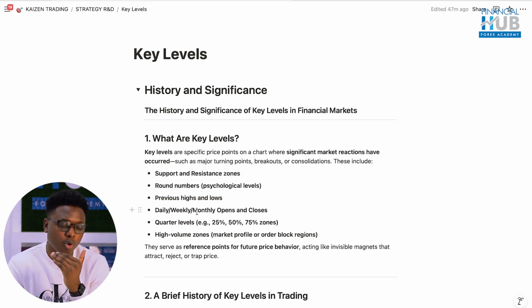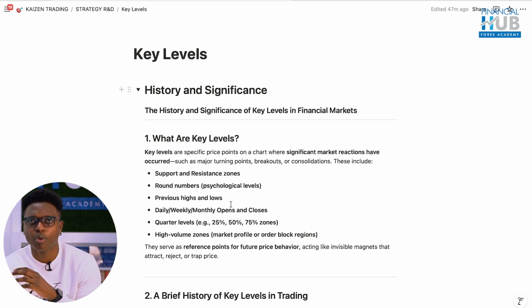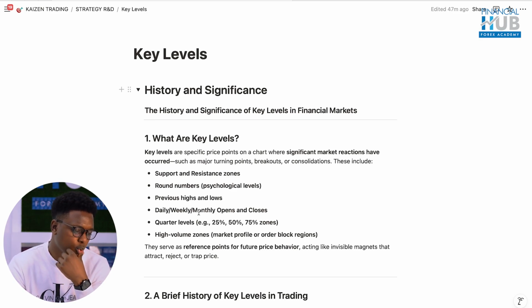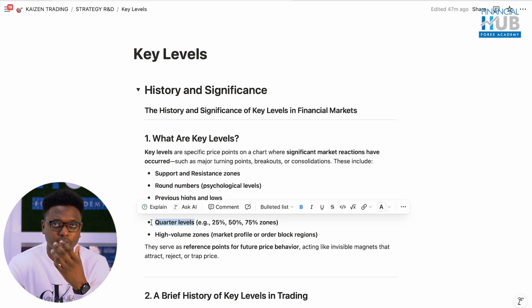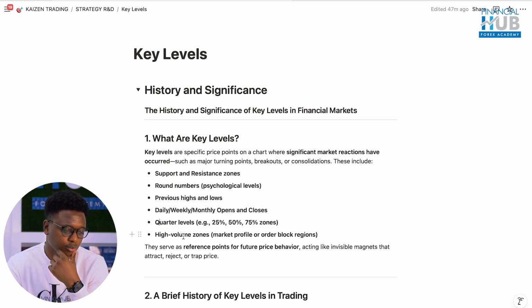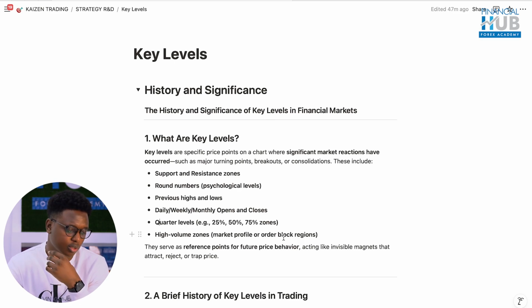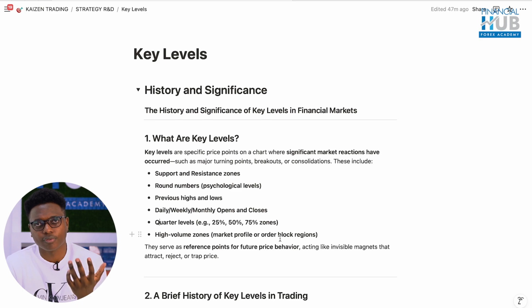Daily, weekly, monthly opens and closes. Most of you may not know that, but these are also key levels that you need to pay attention to. If you watch CNBC or Bloomberg news, you'll hear them talking a lot about the market retesting the monthly open, the monthly close, and such. Quarter levels, this is what Ken usually uses. For those traders who've learned a lot with us here, if you watch Ken's videos, he's talked a lot about them. And high volume zones, order block regions; most of you are ICT, SMC traders, and you use a lot of this. It just depends on your school of thought, where you've learned how to trade.